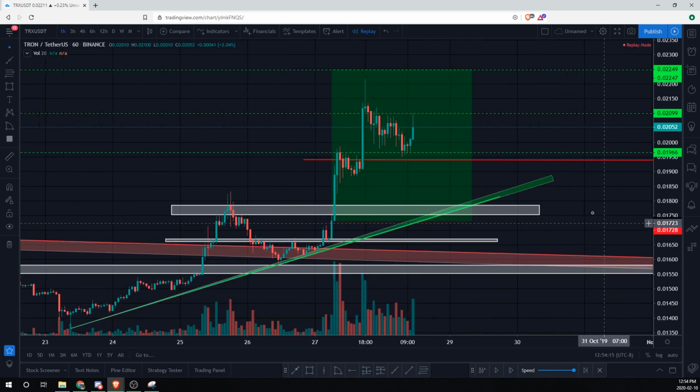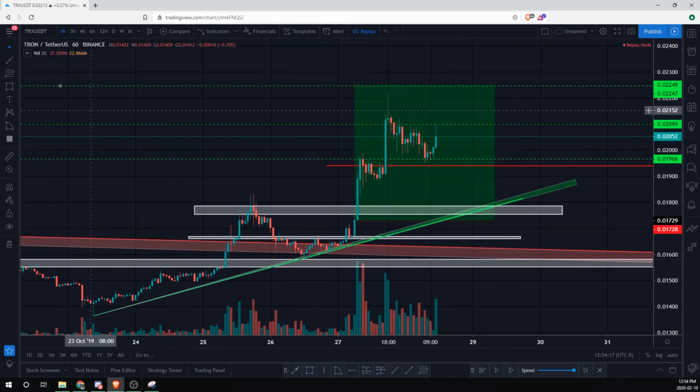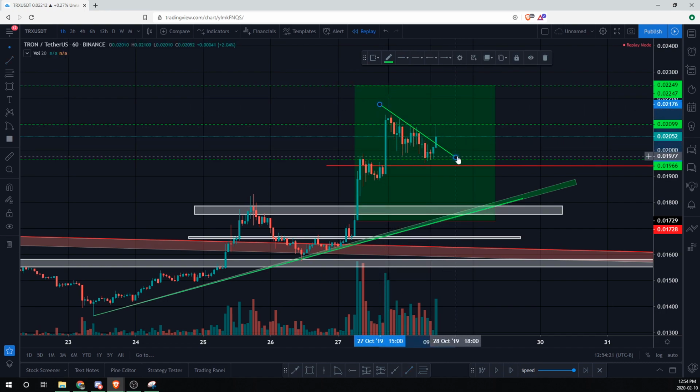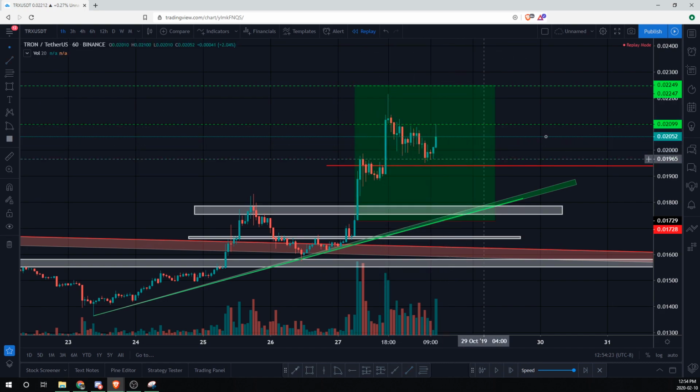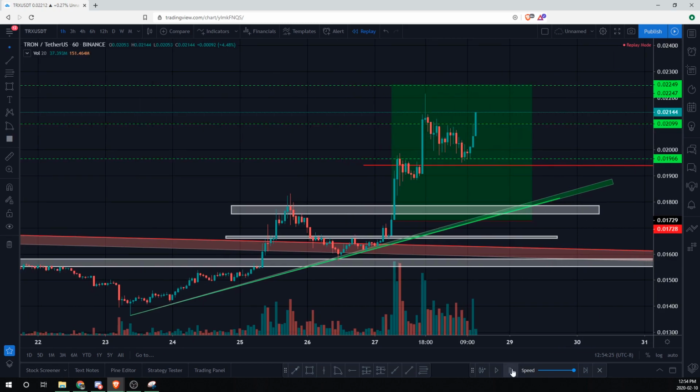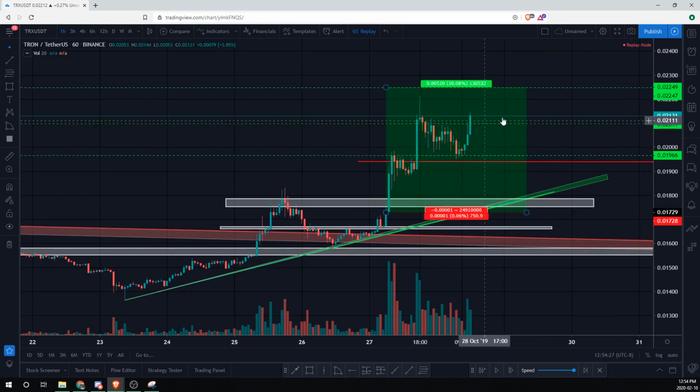Does not take me out so far, and it looks like it's curling up, forming a little bit of a descending channel, like we can see here, and then also obviously the bottom. But going to stay patient with this. Looks like we are curling up.